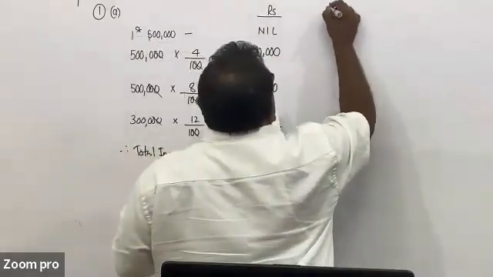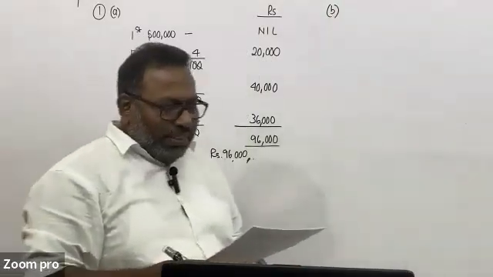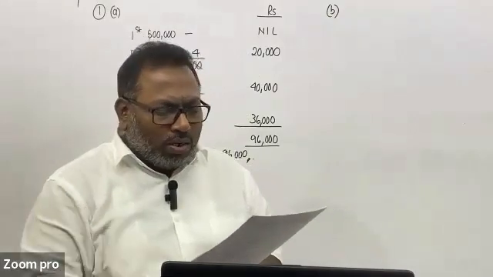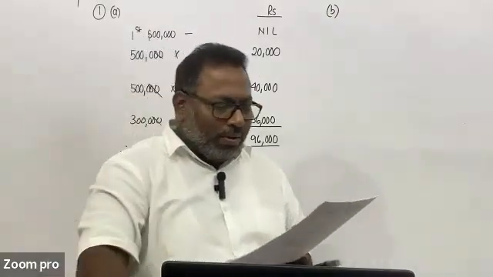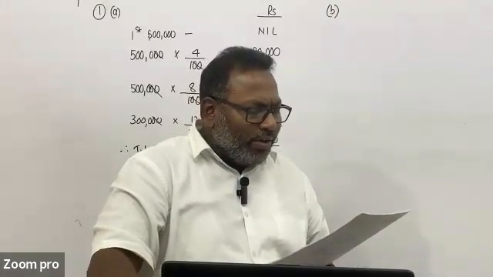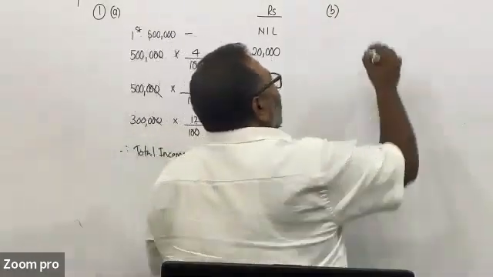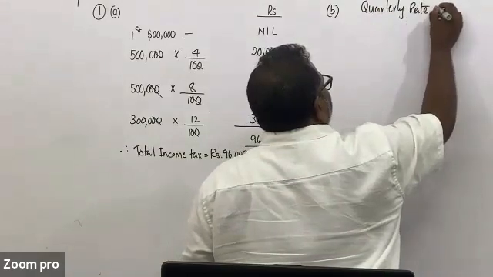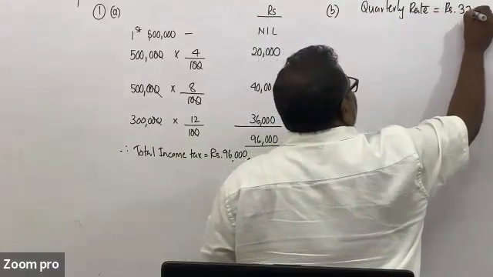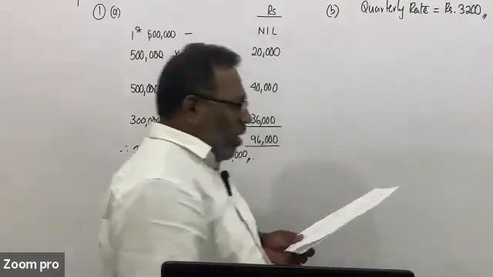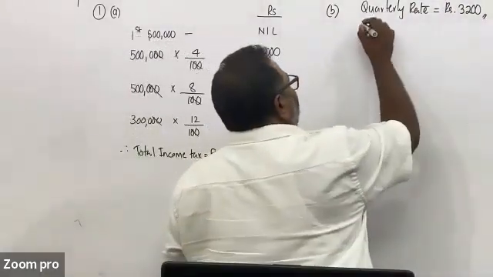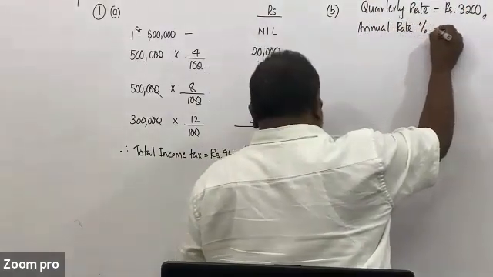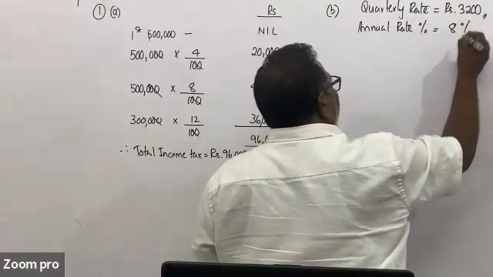Right? B part of this question. They're saying he pays 3,200 rupees as rates per quarter for his business premises. The local body charges an annual rate of 8%. So quarterly rate is rupees 3,200. Annual rate percentage, they are saying, is 8%.